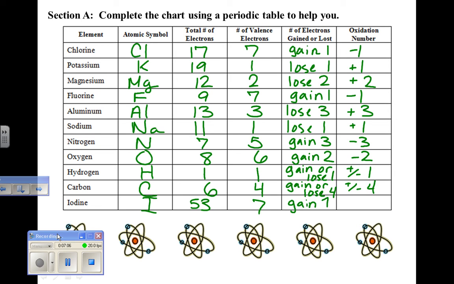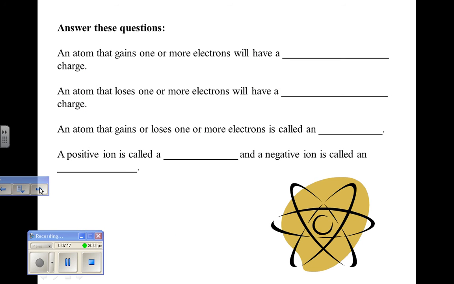Okay, now we are going to fill in some notes. Pretty easy. Fill in the blank on your paper. An atom that gains one or more electrons will have a negative charge because electrons are negative. So if you get electrons, it makes the atom negative. An atom that loses 1 or more electrons will have a positive charge.